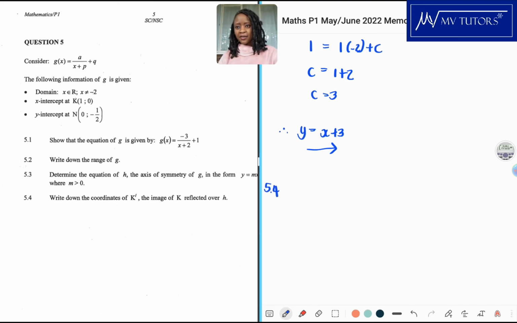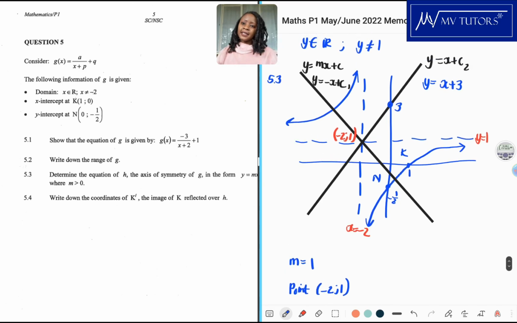5.4. Write down the coordinates of K', the image of K reflected over h. Okay, let's go back to our sketch. This is our point here, K. Its reflection is over this line, y = x + 3. I hope you can see it. This is the line of reflection that we just worked out previously. We don't just work things out for working out's sake, we're probably going to use it some way. So K' will be somewhere here.